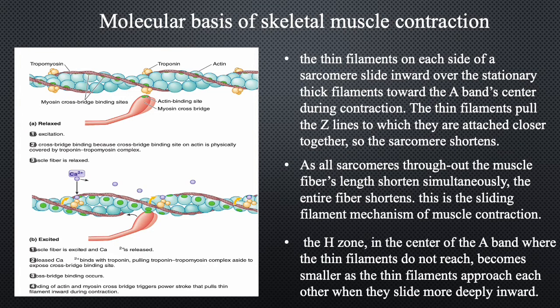The power stroke during contraction begins with tropomyosin and troponin pulled out of the way by calcium. The myosin heads, or cross bridges, from the thick filaments combine with the actin molecules in the surrounding thin filaments. Myosin cross bridges walk along an actin filament to pull it inward relative to the stationary thick filament.